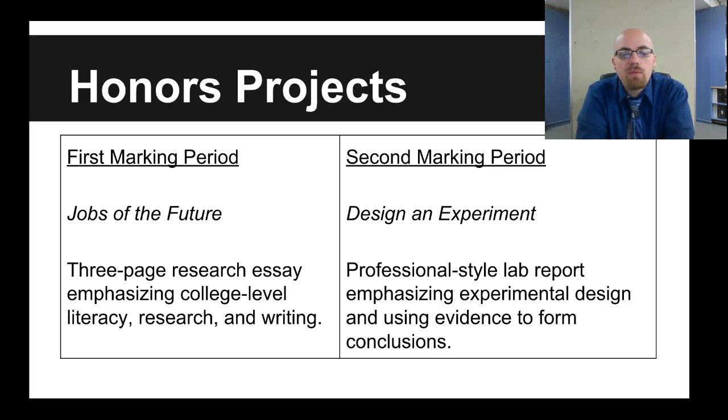So in the first marking period, students will be investigating jobs of the future, which is going to be a research essay emphasizing college-level literacy, research, and writing skills. Okay, so this is a big thing that students are expected to know and to be able to do at the college level, especially in college-level science courses, is to be able to research from reliable sources and summarize that information.